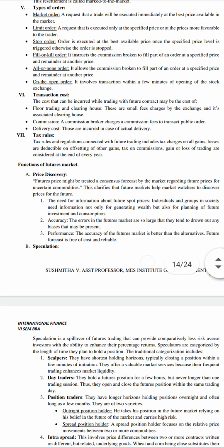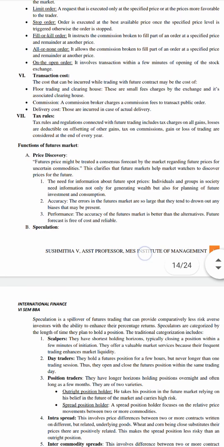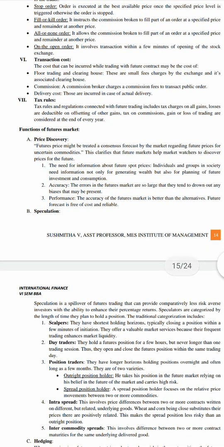All or none order is again similar to a fill or kill order. On the open order: the stock exchange is opened from 9:30 every day. Initially after opening the stock exchange, it is kept open for a few minutes and you execute that particular transaction within those few minutes. So that is called an on the open order.